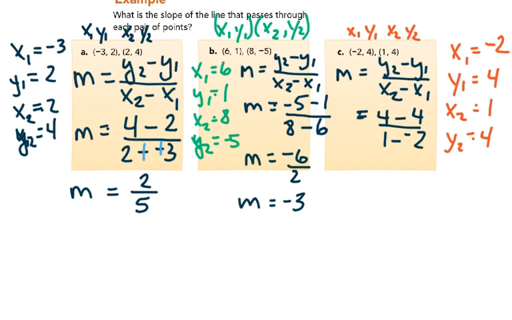So we're ready to simplify. 4 minus 4 is 0. And 1 minus negative 2, again, that's keep, add, opposite, K-A-O, and that equals 3. And 0 divided by 3 is 0. So the slope of this line is 0.